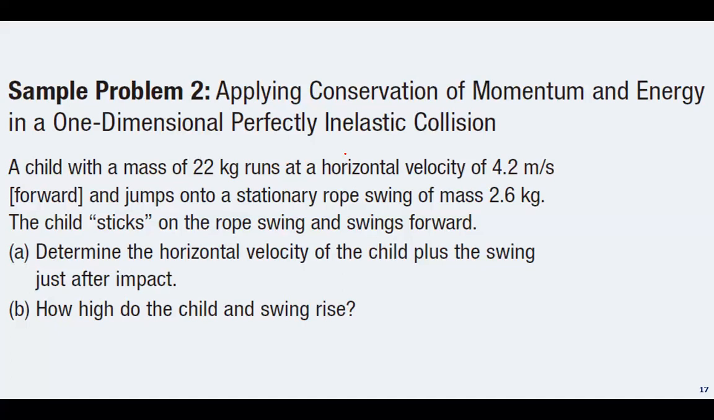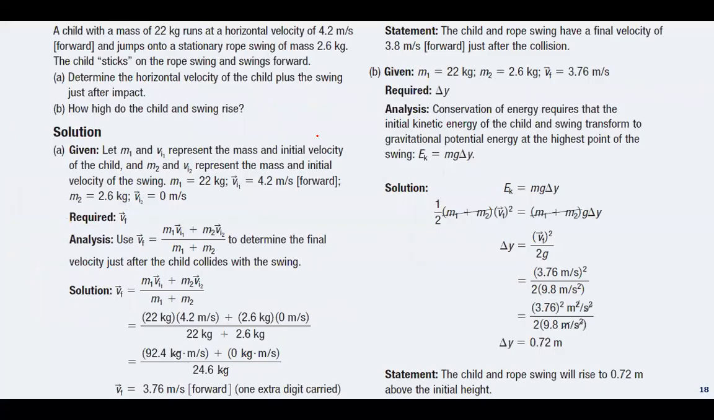All right, let's have a look at the solution together. Okay, this is another one-dimensional perfectly inelastic collision. We can let m1 and vi1 represent the mass and initial velocity of the child, and m2 and vi2 represent the mass and initial velocity of the swing. We know m1 is 22 kilograms, vi1 is 4.2 meters per second forward, m2 is 2.6 kilograms, and vi2 is 0, right?